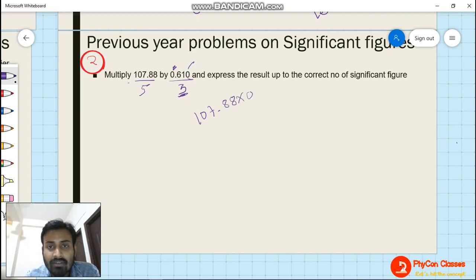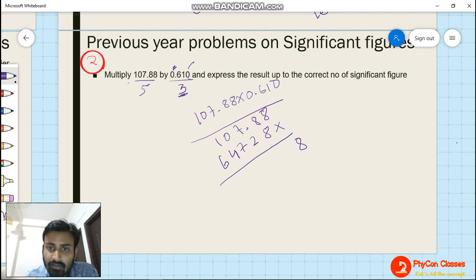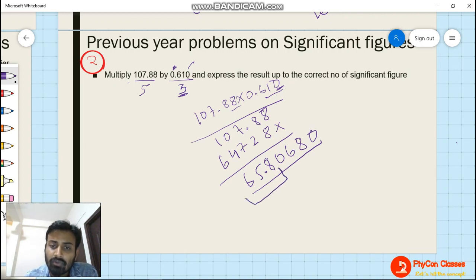Now do the calculation part: 107.88 multiplied by 0.610. I will do it by my own method. Multiplying digit by digit and adding, we get 6, 0, 8, 5, 6, and for the extra 0 that I have not taken here, we add the total number of decimal digits, 3 and 2, that is 5. So the result is 65.8068.